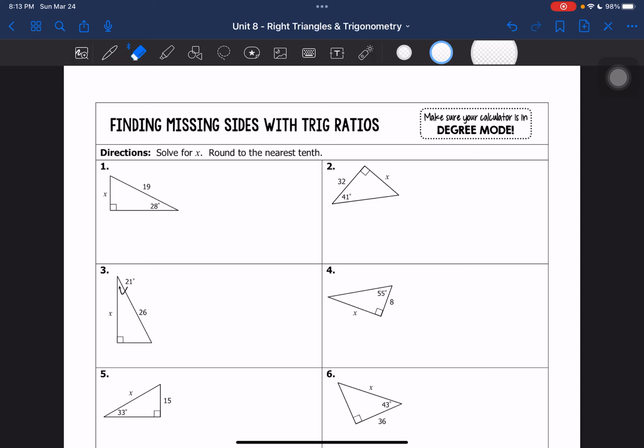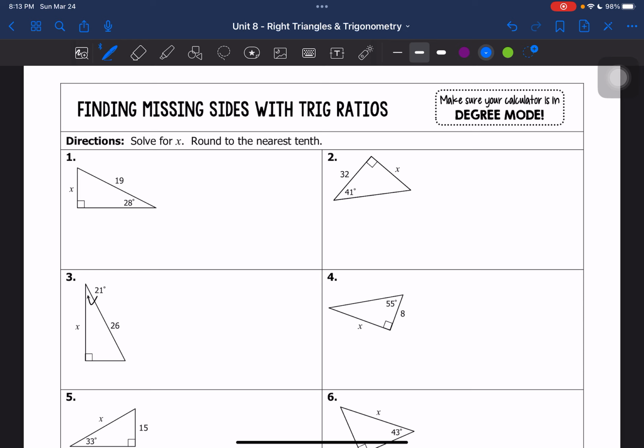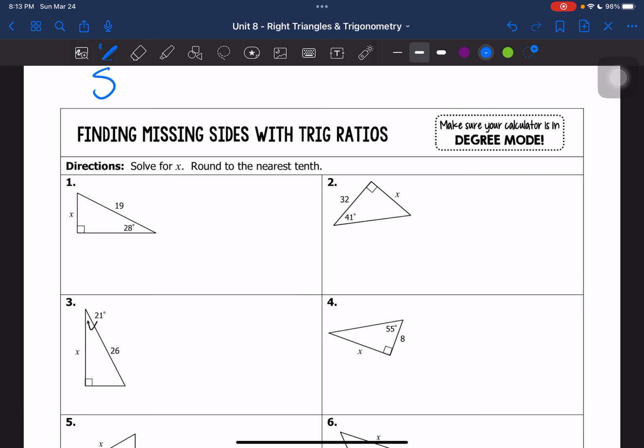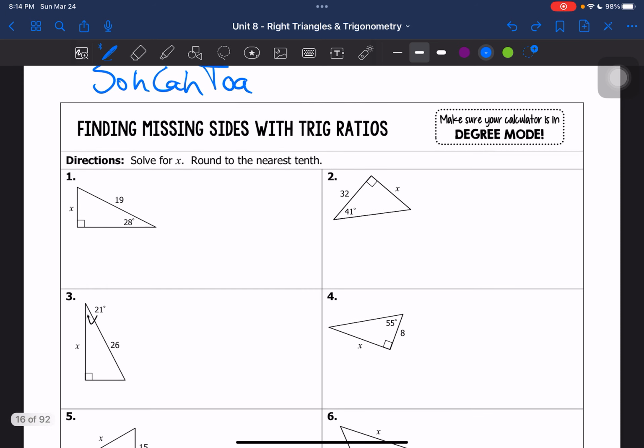And on this side, we're going to actually calculate what some of these unknown side lengths are using these trigonometric ratios. So this is an instance where we don't know all three of the side lengths, so we can use SOHCAHTOA, because we can basically set up an equation and then solve for our variable. It says solve for x, so that's what we're going to be doing on this page. So let's look at number 1.